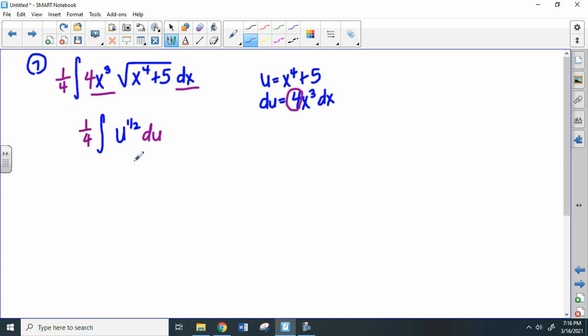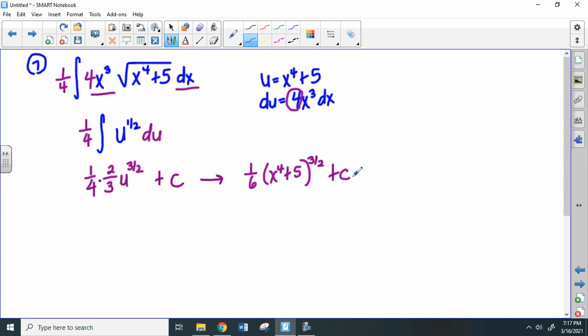Now I'm ready to integrate. So I keep the 1/4, I add a power, divide by the new power, which is the same thing as multiplying by the reciprocal, and then add c. And then all I need to do now is simplify my fractions and plug u back in. And you can always go back and check yourself by taking the derivative.